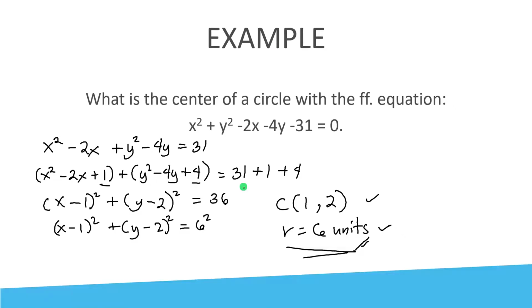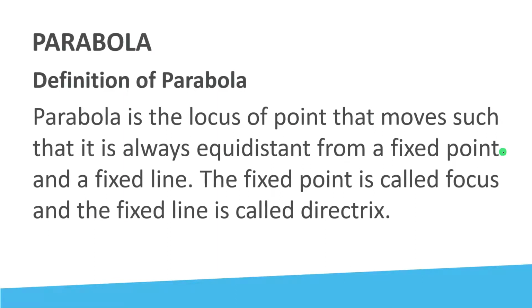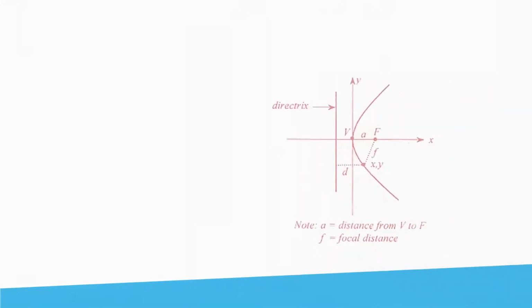Come now to the conic shape parabola. It is a locus of point that moves such that it is always equidistant from a fixed point and a fixed line. That fixed point is called the focus, and that fixed line is called the directrix. So as you can see here, this is an example of parabola where the location of your focus is somewhere here with a distance of a from the vertex. Now, this is your directrix.